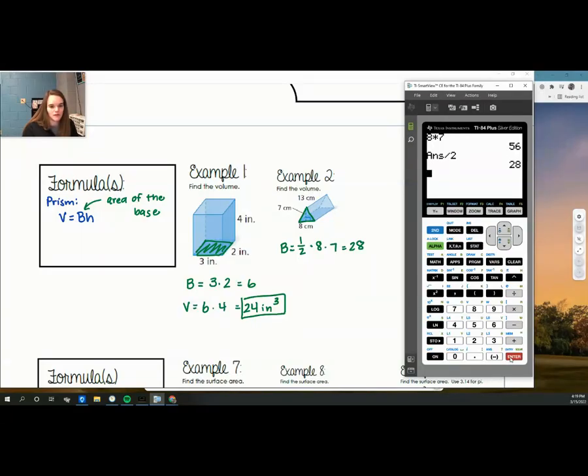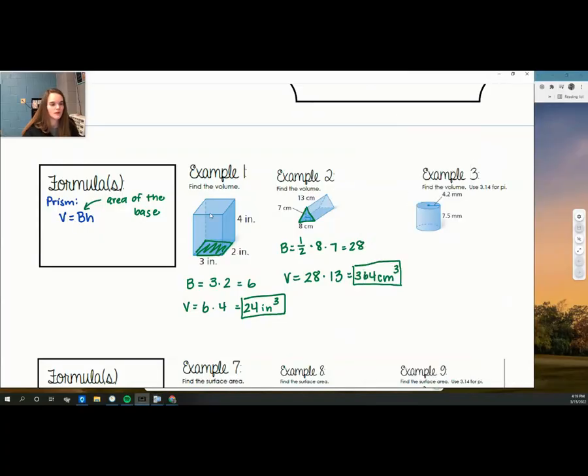But we need the volume. So volume is big base, 28, times the height of 13. And off the top of my head, I do not know what 28 times 13 is. Okay, so our volume this time is 364 centimeters cubed. Okay. All right, next, and the last one we're doing in this video is volume of a cylinder.